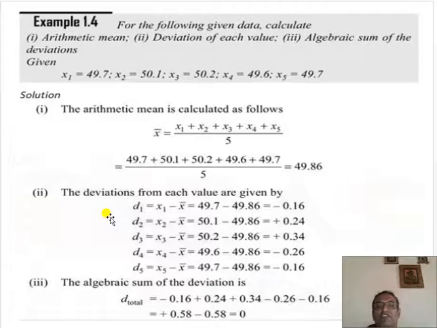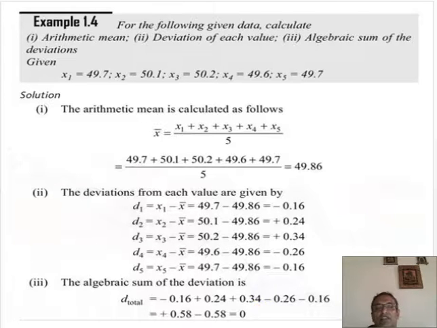Next, we have to calculate the deviation from the mean. For the first value, d1 is x1 minus x bar. x1 is 49.7, and x bar is 49.86. When I subtract this, I get the value minus 0.16. Similarly, for d2, d3, d4, the deviation of each value has been calculated; these are the values. Then we have to calculate the algebraic sum of all the deviations. When I add all these values, I get d total equal to 0.